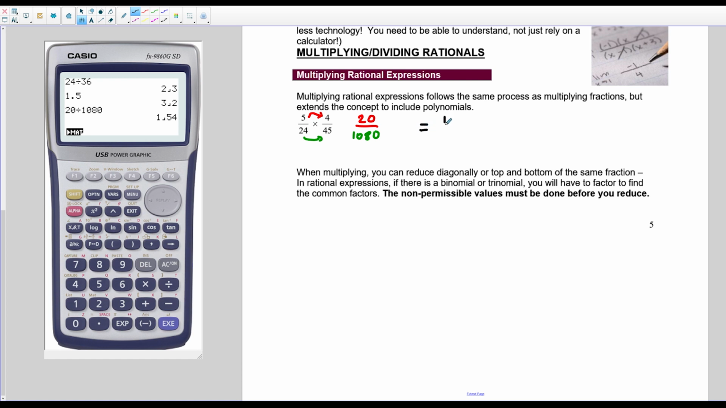But if we want to do a little bit more legwork, we can see that we can divide both the top and the bottom by 20 as well. So divide the top by 20 and divide the bottom by 20, and we would end up with the exact same answer. So remember, we can get rid of different factors. It doesn't matter if they're both on the top and bottom of the same fraction. We can just get rid of common factors, even if they are diagonal from each other. Now, when it comes to rational expressions, just make sure that we are factoring first in order to find those common factors, and we must find our NPVs before we get rid of those common factors.